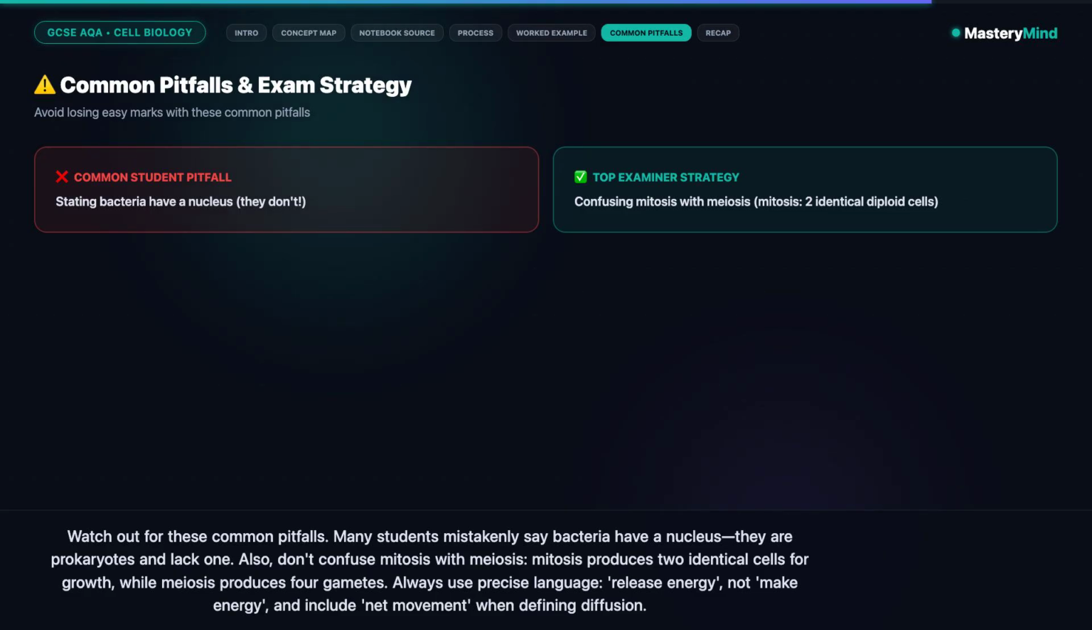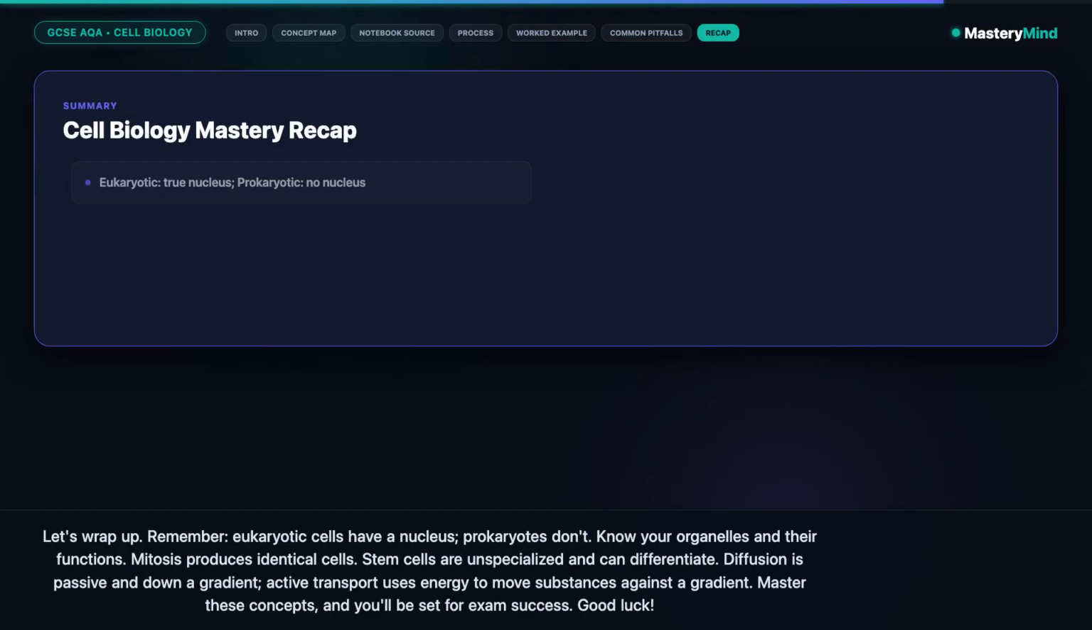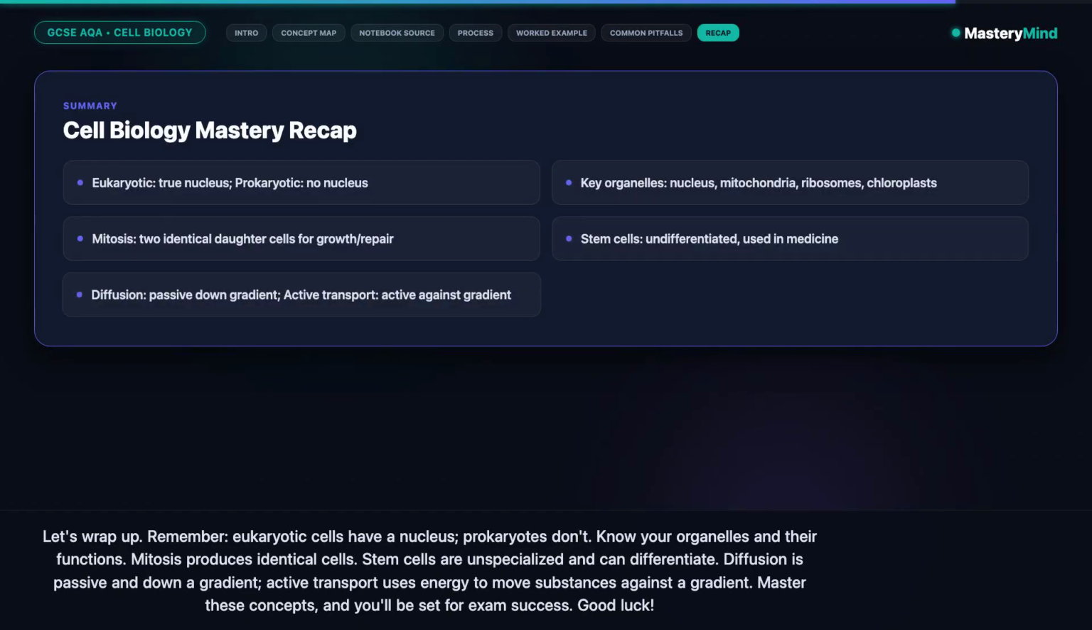Let's wrap up. Remember, eukaryotic cells have a nucleus, prokaryotes don't. Know your organelles and their functions. Mitosis produces identical cells. Stem cells are unspecialized and can differentiate. Diffusion is passive and down a gradient. Active transport uses energy to move substances against a gradient.